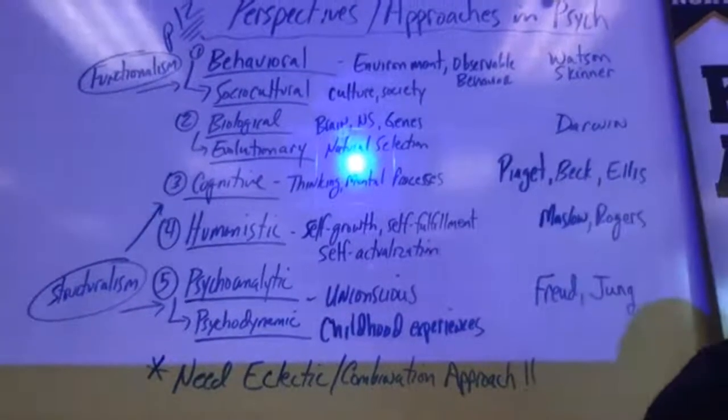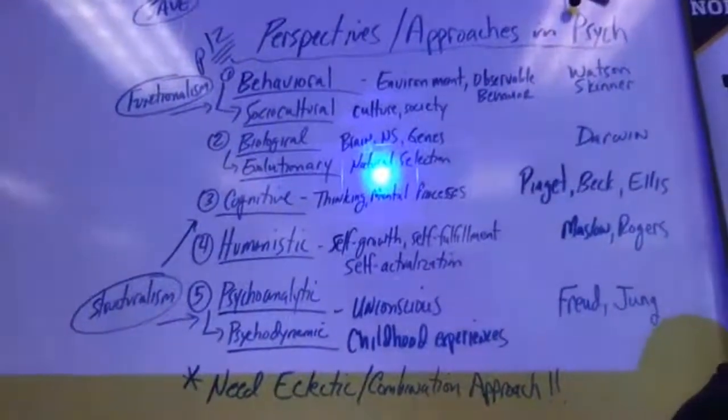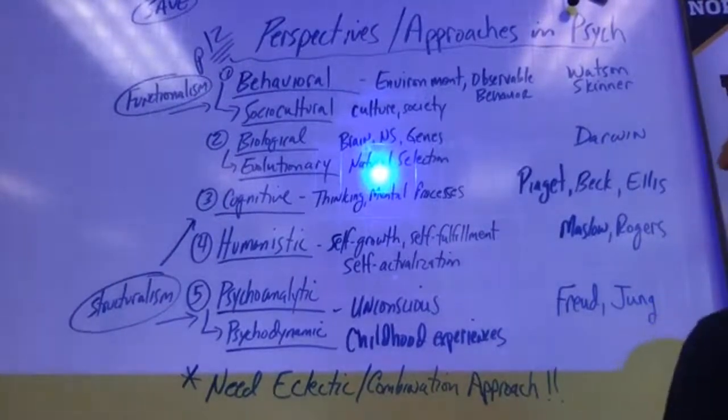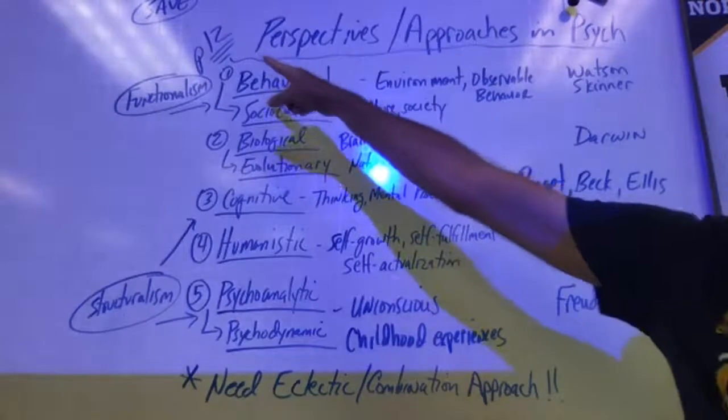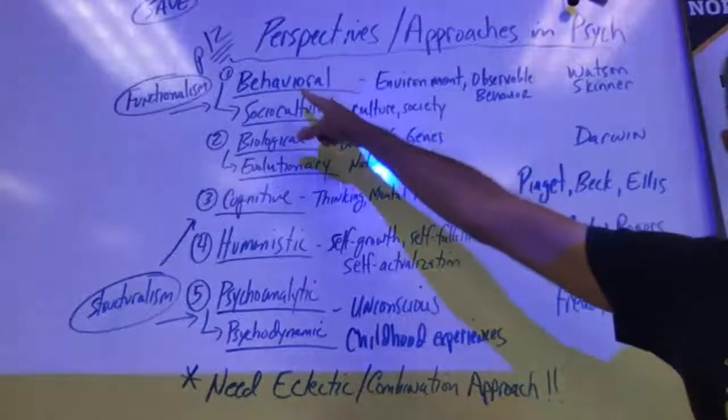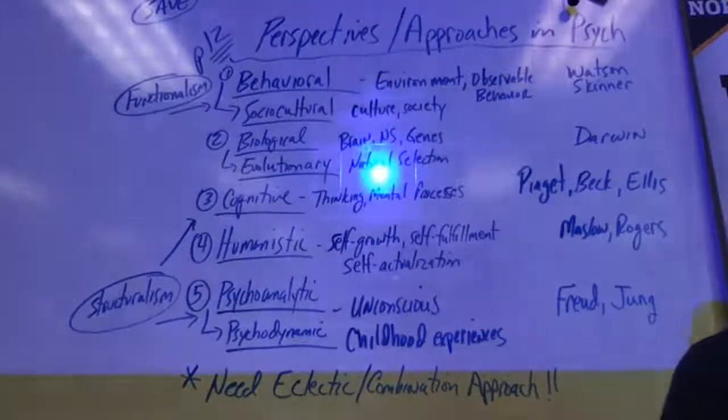So it should follow the book and its little chart. Okay, all right. So let's start at the top. Page 12 up there is where the chart is, perspectives, approaches, and psych. Number 1 I have is behavioral, which is also number 1 in the book.